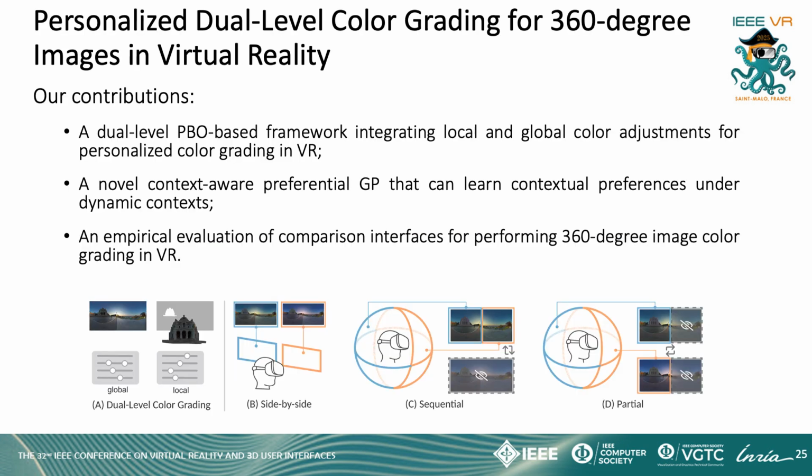However, each displaying mode has its strengths and weaknesses, which we can combine in the VR color grading system. To conclude, this work contributes a dual-level PBO framework for dual-level color grading for 360-degree images in VR, a novel context-aware preferential Gaussian process, and an empirical evaluation of VR interfaces for color comparison.